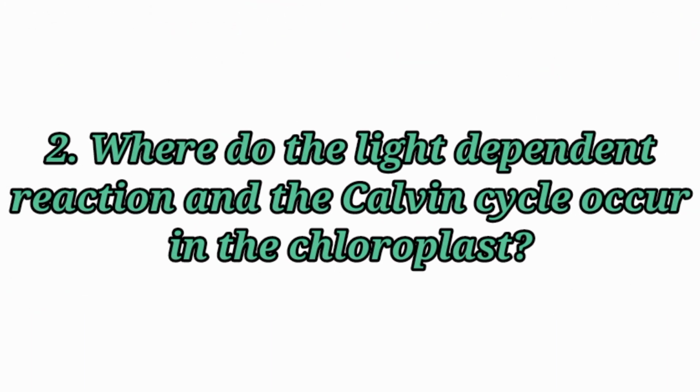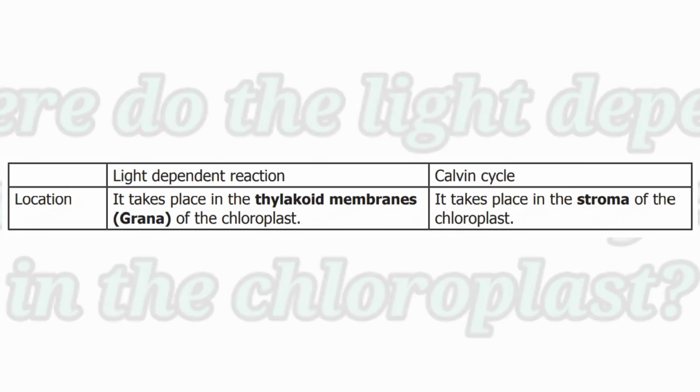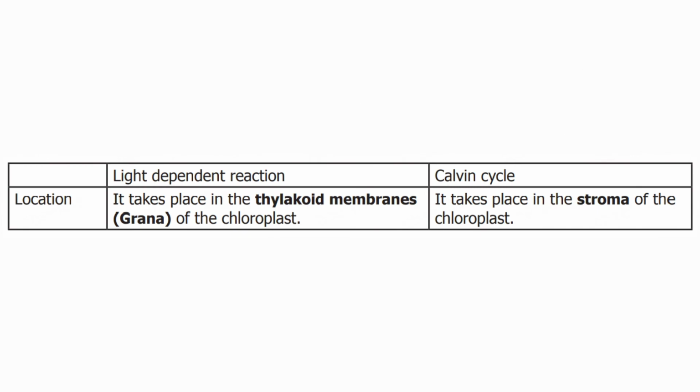Second question. Where do the light dependent reaction and the Calvin cycle occur in the chloroplast? Location. Light dependent reaction location. It takes place in the thylakoid membrane, that is grana of the chloroplast. Calvin cycle. It takes place in the stroma of the chloroplast.